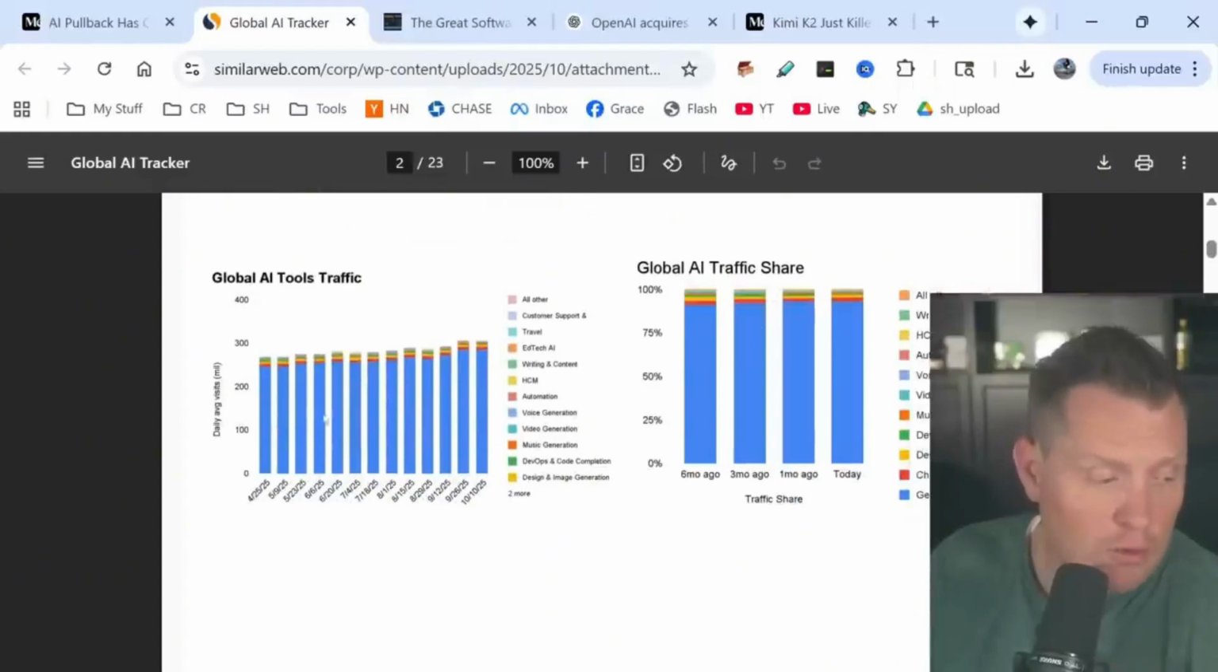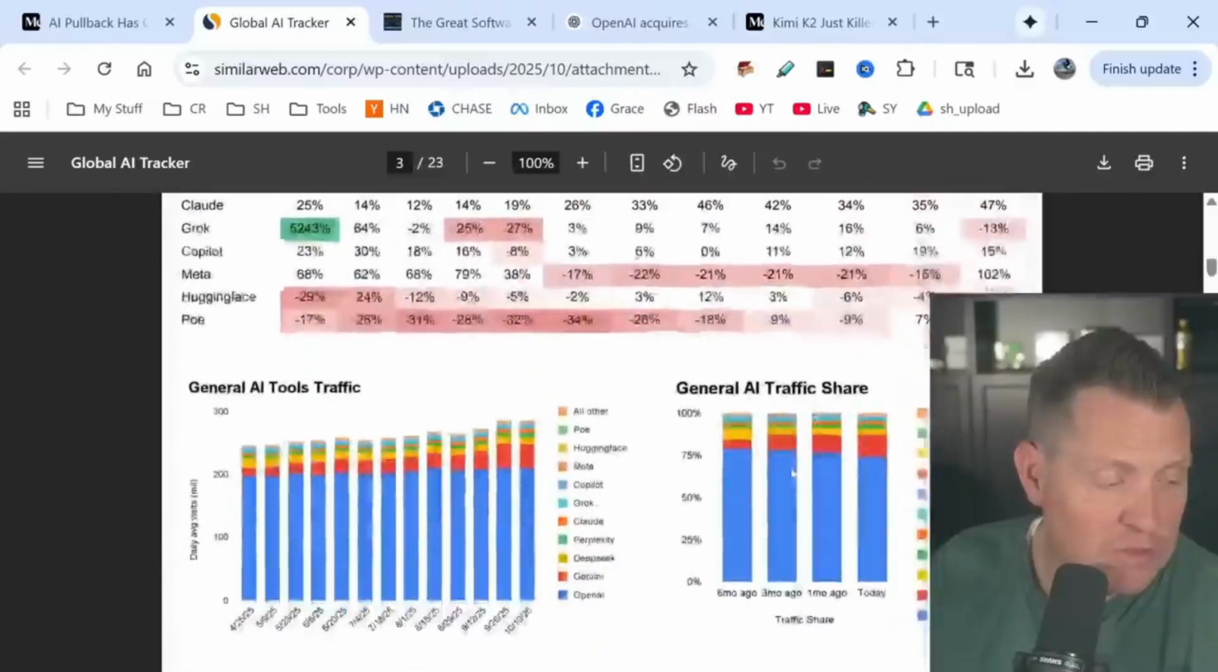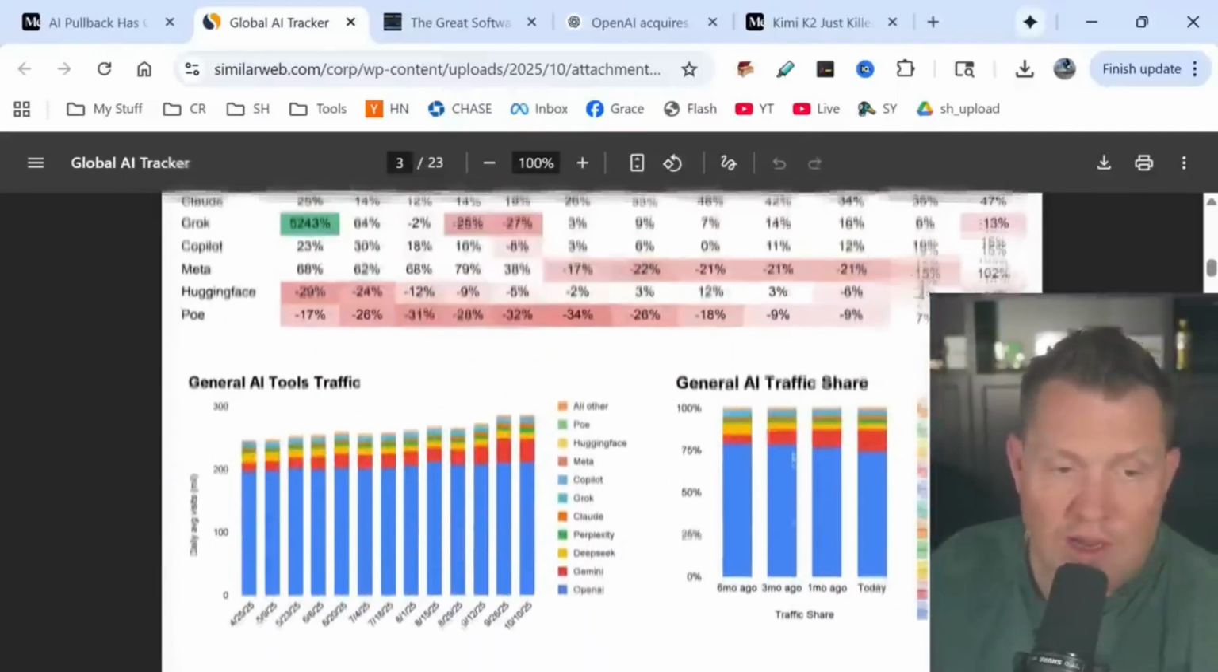Now, overall global AI tools is seeing a very slow uptick, but pretty slow. Like, this has definitely flattened out over the last 6 months. All global traffic, you can see, has definitely started to flatten out. And you see, you know, some different general usage. But some of the charts that I really want to point out here is this.